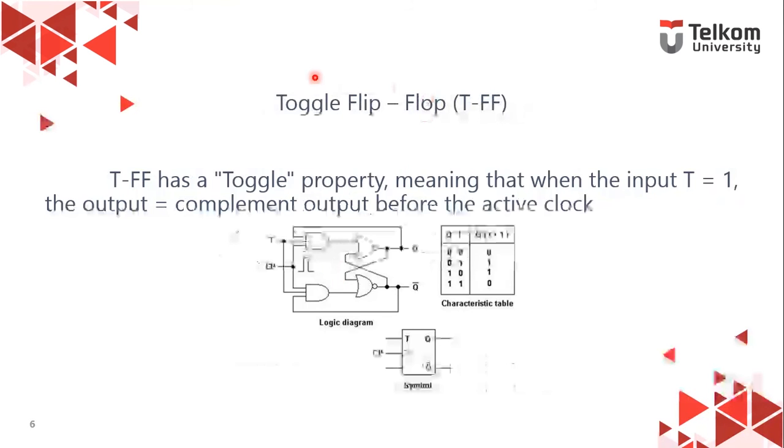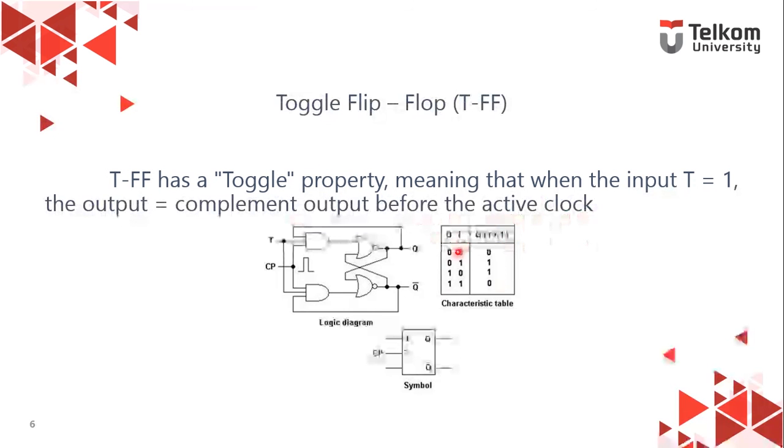And the last type of flip-flop is the toggle flip-flop. The toggle flip-flop has a toggle property, meaning that when the input T equals 1, or toggle equals 1, the output will be the complement of the previous output at the active clock.